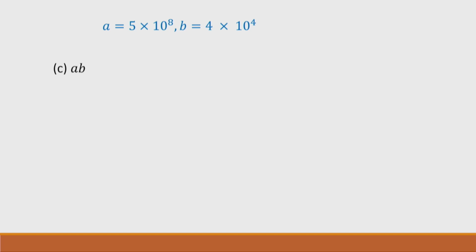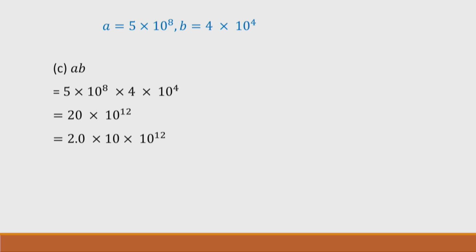Part C. I need to evaluate AB. So I multiply these two. 5 times 10 power 8 times 4 times 10 power 4. So 5 times 4 will give me 20. 10 to the power of 8 times 10 to the power of 4 will give me 10 to the power of 12. Now 20 can be written as 2.0 times 10. So simplifying, I get 2.0 times 10 to the power of 13.